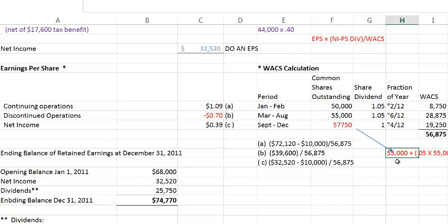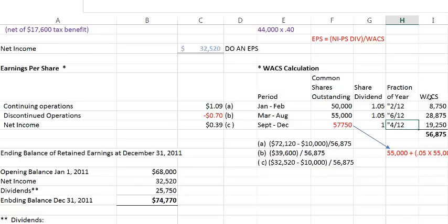So now I'm going to have an extra 2,750 shares out there, right? That number in the brackets is 2,750. Added to the 55,000 I had gives me 57,750. But now I've got to weight it. First thing I know is that from January to February when I had 50,000, that was 2 of the 12 months. March to August is 6 months, and September to December is 4 months.